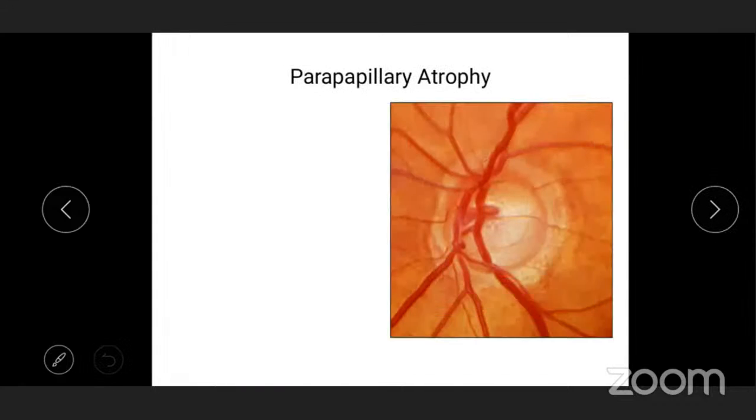So make a habit of this. I know a lot of our residents are not doing this. It's very easy to look at RNFL defects and RNFL loss. You don't need fundus photographs. Yes, with the slit lamp it is also possible.